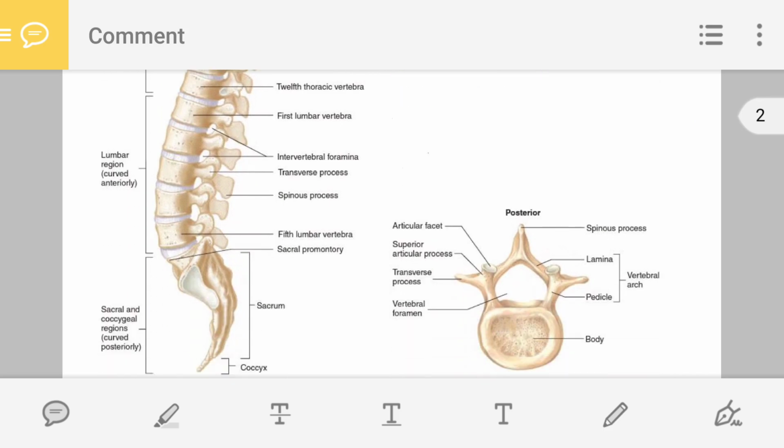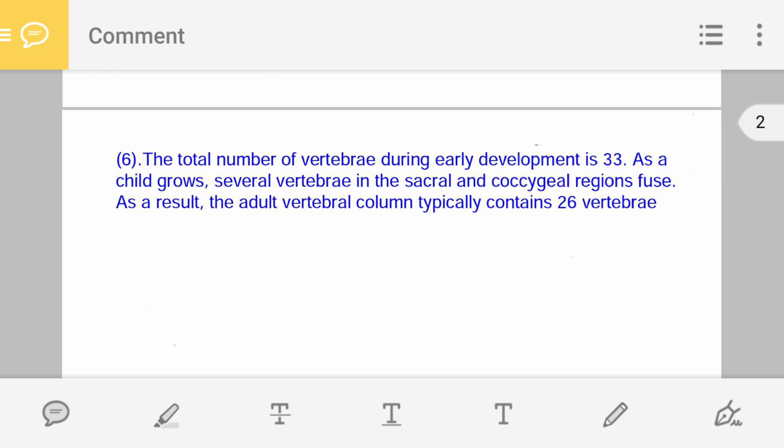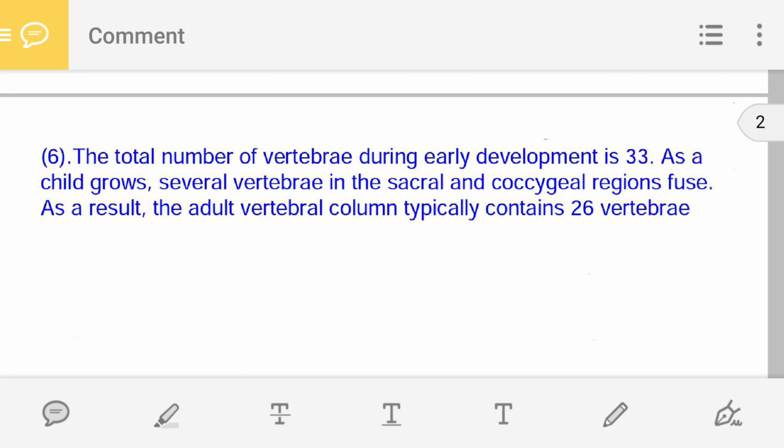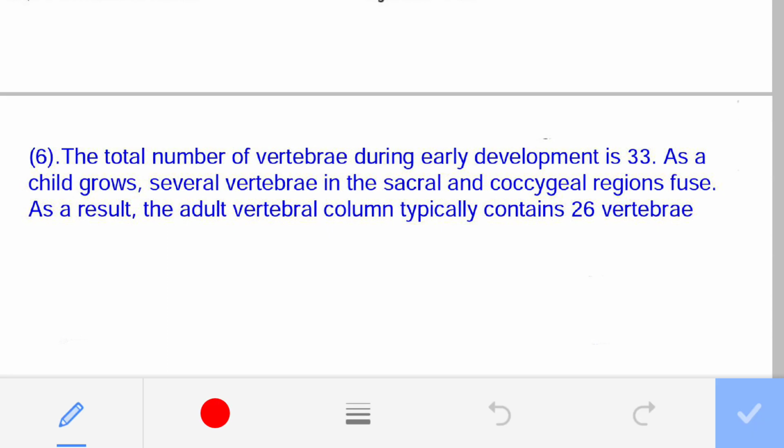Now, the number of vertebrae. During fetal development, during pregnancy, the number of vertebrae is 33. But as the baby is born and after birth, the child grows.